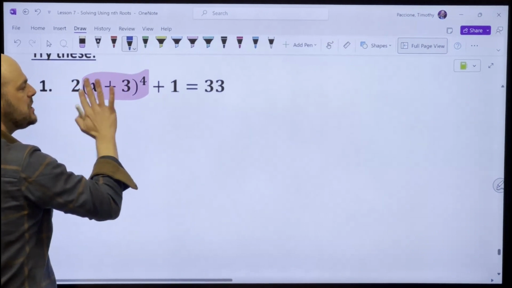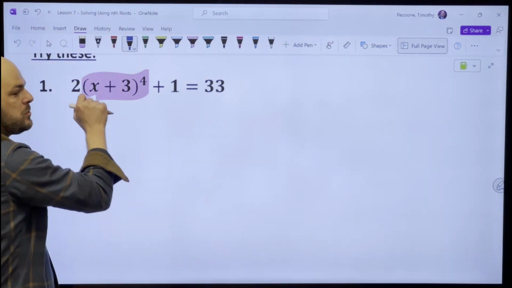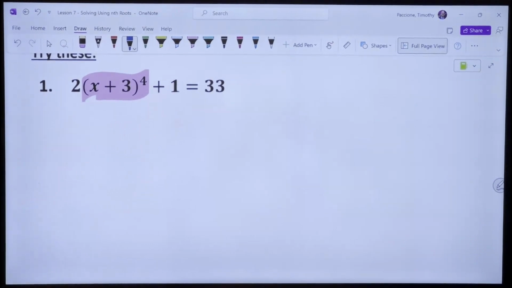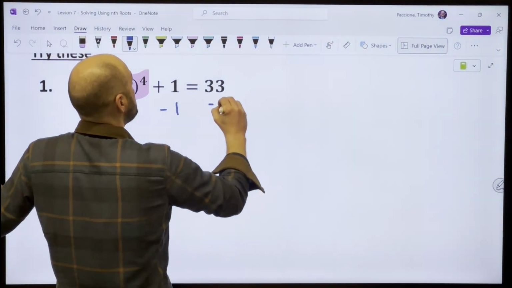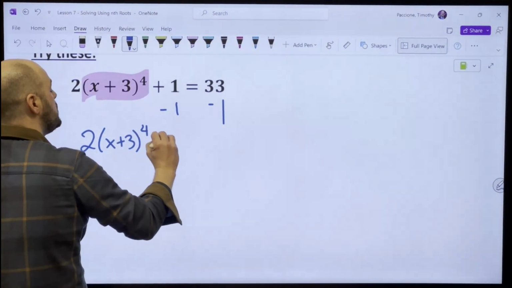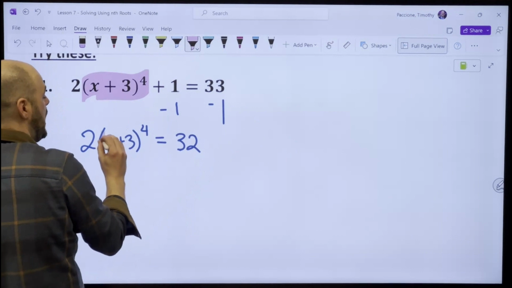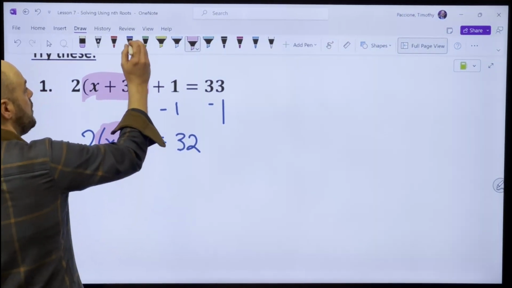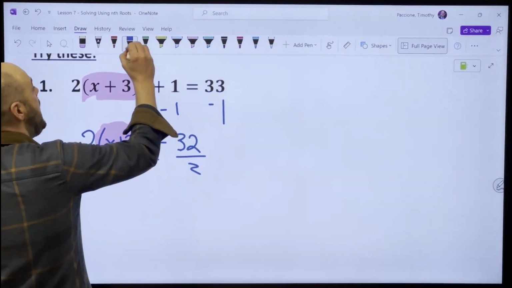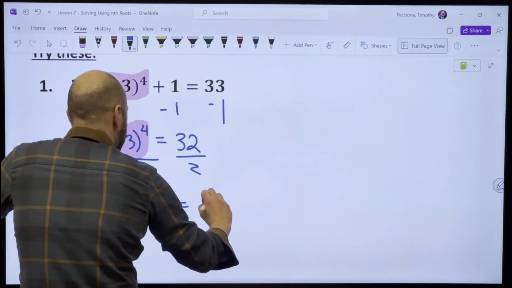Now, what needs to go away that's not pink? 2 and 1. If this was like 2x plus 1, what would you get rid of first? The 1, right? You would add or subtract before you multiply or divide. So I minus 1, and I get 2 times (x plus 3) to the 4 equals 32, right? Now I would continue to isolate this, so I have to get rid of the 2, and the opposite of multiplying is dividing. So I divide, and I get x plus 3 to the 4th equals 16.